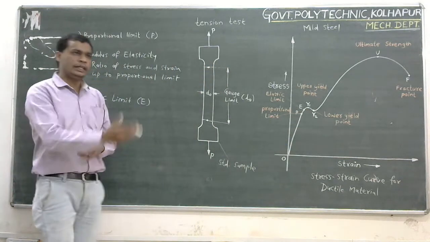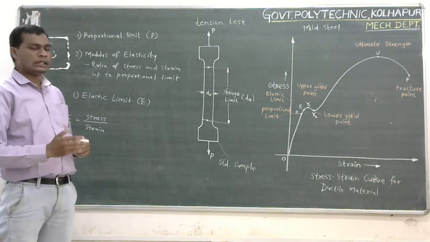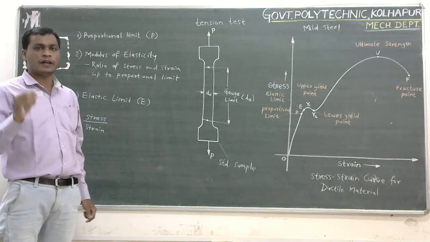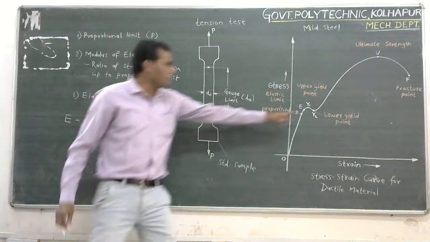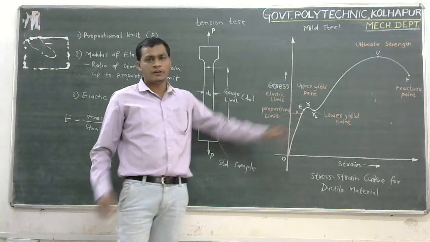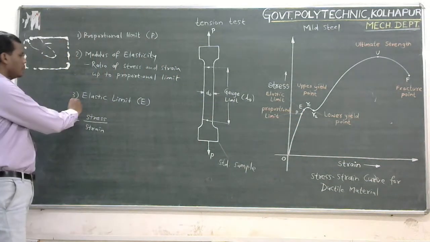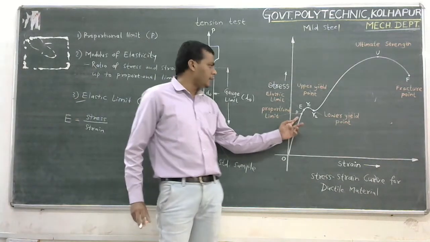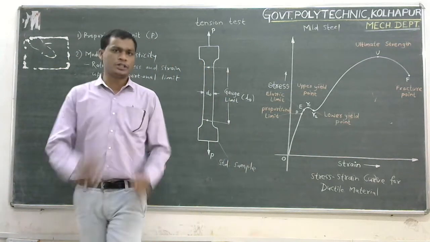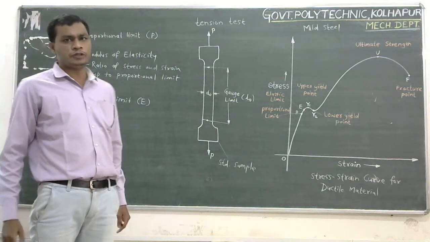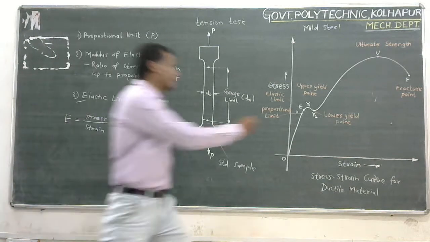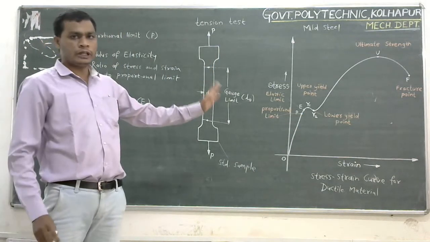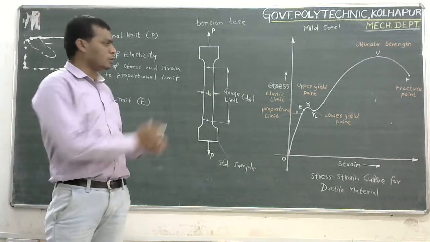After point E, if the load is increased, then the deformation that happens will be permanent deformation. We call it plastic deformation. So this is the limiting point for the elastic deformation, and we call it the elastic limit. But in many cases, point P and point E are very close to each other, so we cannot distinguish between these two points. Many times these two points are taken as one point. But theoretically, we can say that these are two different points.